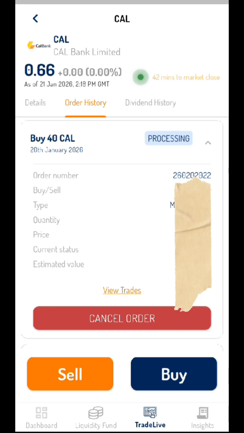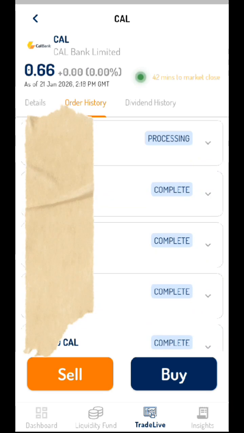Basically, this is what I just explained. When you click on order history, you see all the orders. Even while it's processing, you can cancel the order at any point in time. If you want to cancel the order, when you click on that particular transaction, you see the details. So you see cancel order. When you click on cancel, it will be cancelled. Then the money will be paid into your Trade Life account.